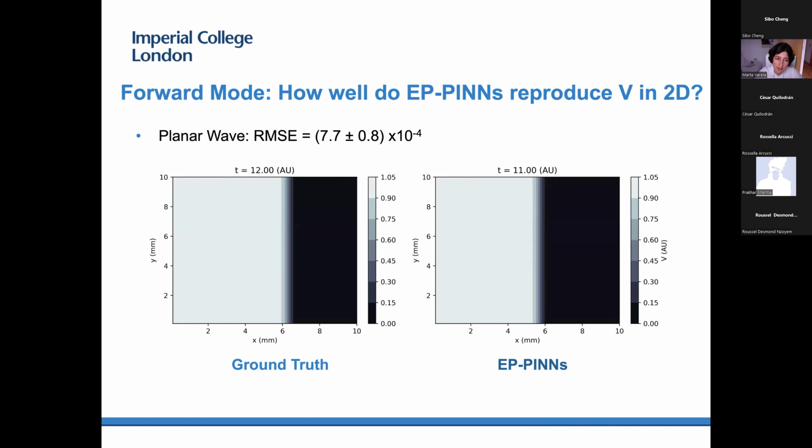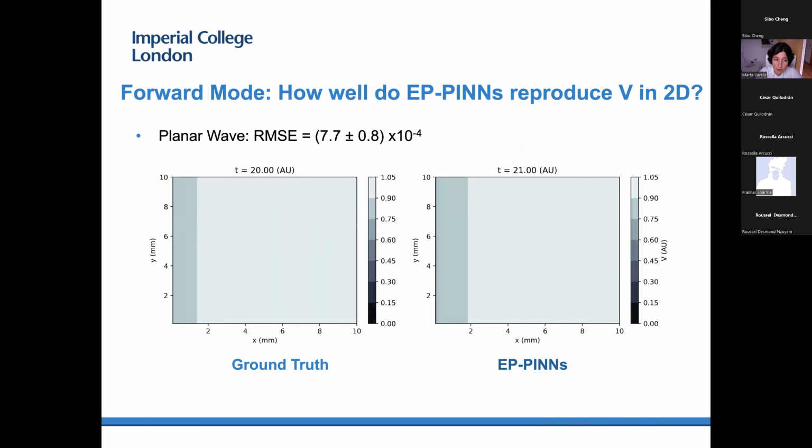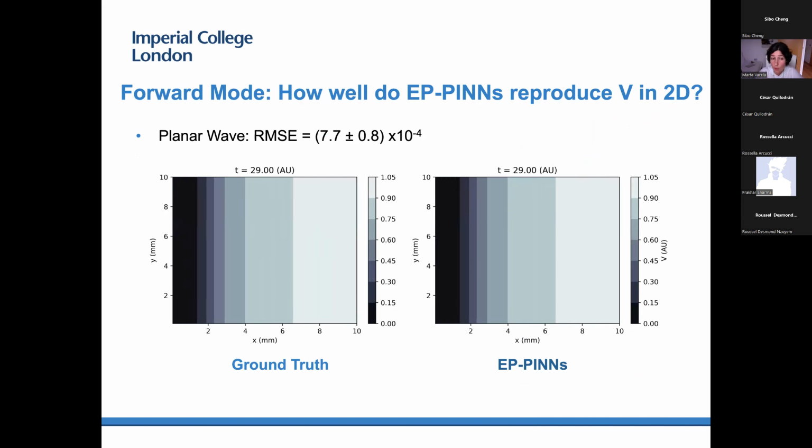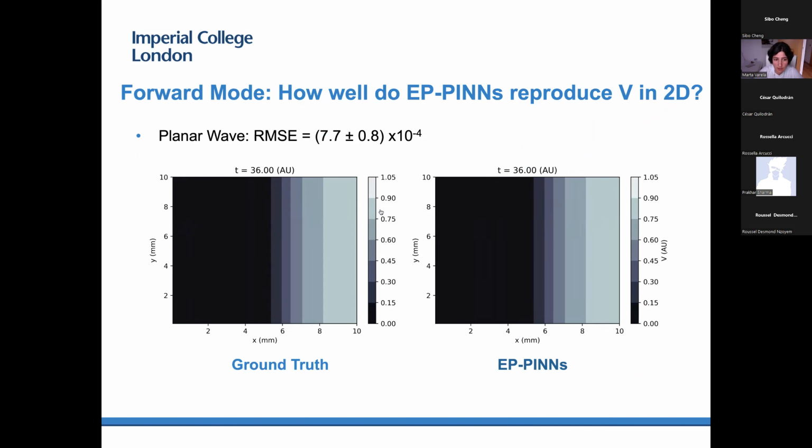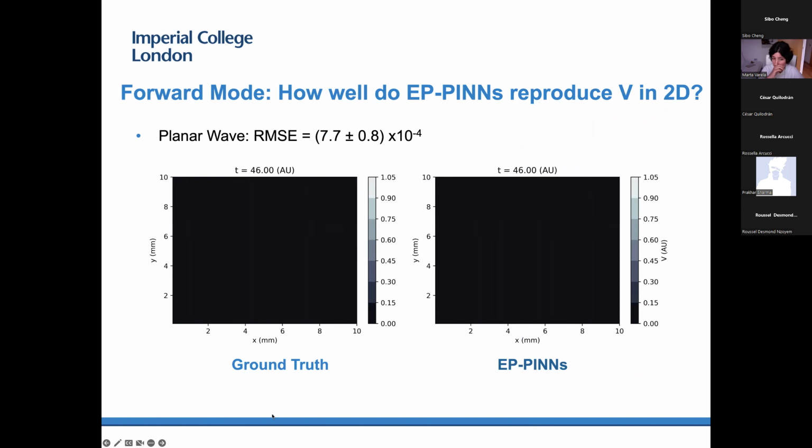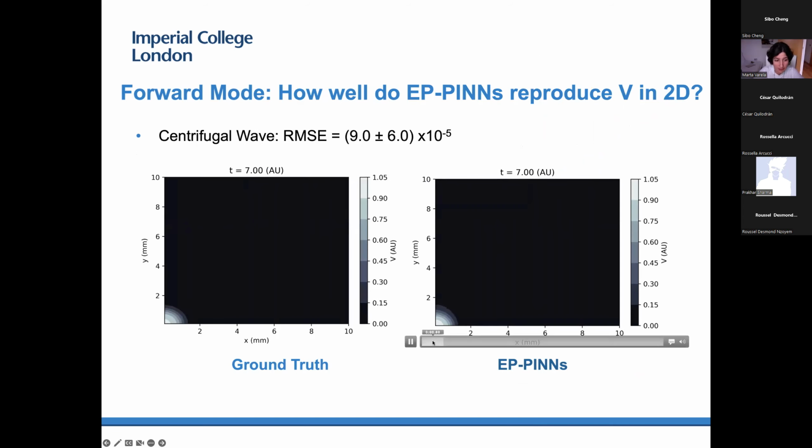So this is the planar wave simulation. Here we're trying to see how well the PINNs can solve the equations. We have the ground truth with the finite differences model on the left, and the PINN solution on the right. And I always have to double check that I have the right videos, because they look exactly the same to me.